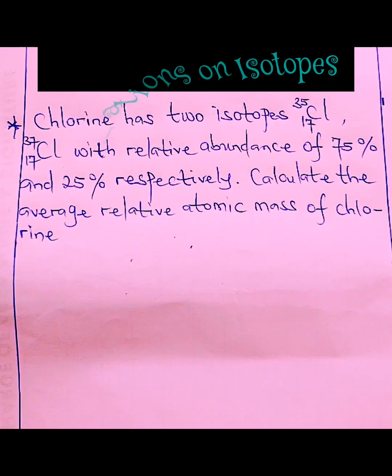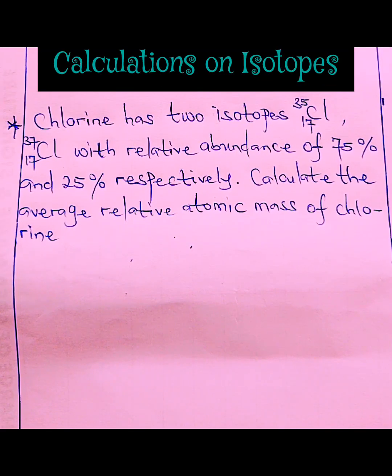Hello viewers, today we are discussing calculation on isotopes. In our previous lesson, we worked on isotopes and isobars. We were made to understand that an isotope is simply a phenomenon whereby two or more atoms of a given element have the same atomic number but varying atomic masses due to the change in neutron number.